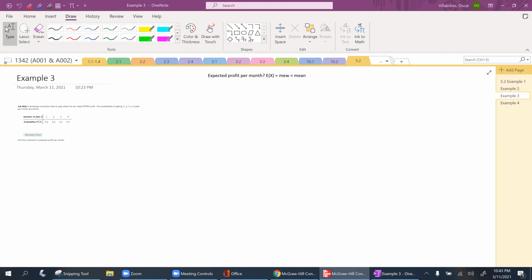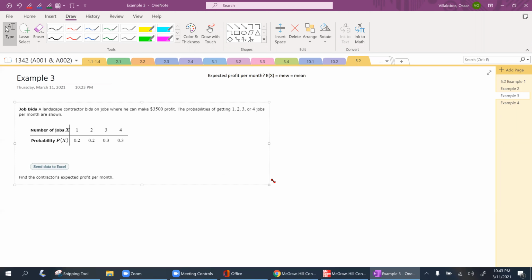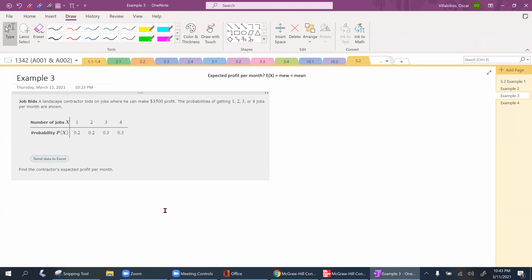Okay, let's move on to example number 3. Let's make this a little bit larger here. There you go. A landscape contractor bids on jobs where he can make $3,500 in profit. The probabilities of getting 1, 2, 3, or 4 jobs per month are shown below. On that table, I see 0.3, 0.3, that's 0.6, plus 0.2 plus 0.2, that gives me 1. So this probability distribution table works.